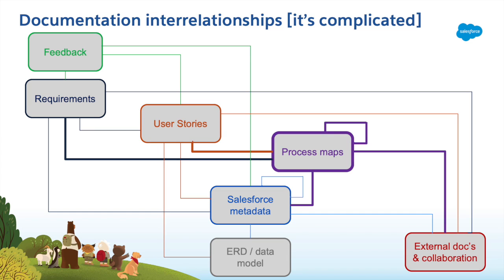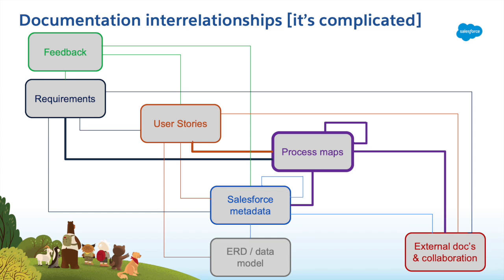When I start thinking about process maps, again, a process map is going to be linked back to a requirement, as we've already seen, linked back to a user story, but also linked back to the Salesforce metadata. So when we start thinking about a particular process step, the link back to the Salesforce metadata is, to do this step, I need these things in Salesforce. I need this list view. I need this record type. I've created this custom object.